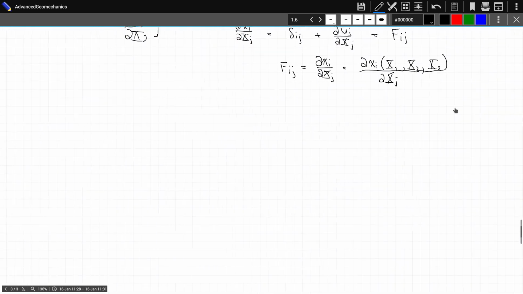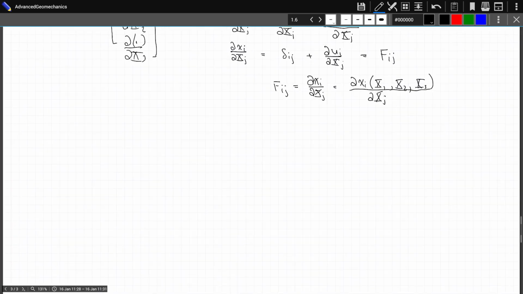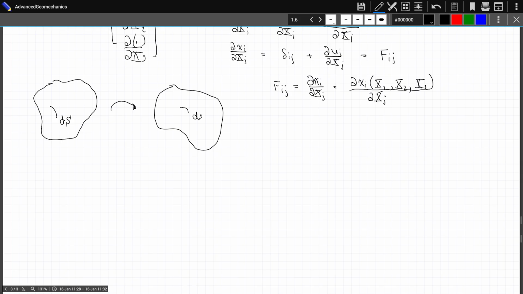Remember, we started down this path because we want a grown-up version of strain. Graduate school version of strain. So let's set out to do that, right? Remember, I drew two potatoes. Initially, the first thing I drew in this class, and we have a little line segment dS, and then undergo some deformation, and then we have d little s, right?